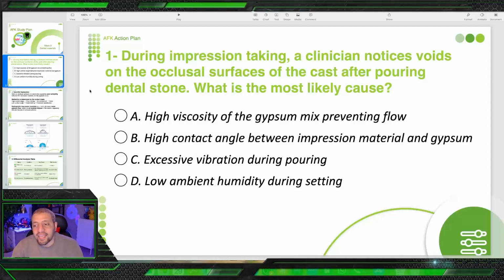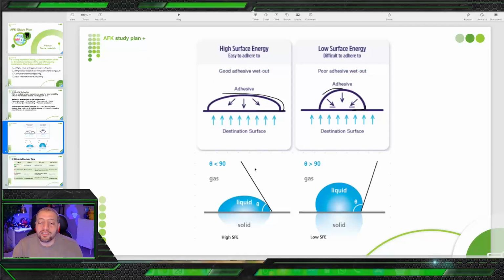High contact angle between the impression material and the gypsum? What's the meaning of contact angle? Let's discuss this one next slide. Excessive vibration during pouring. Excessive vibration means less void, means intimate contact between the impression and the liquid of the cast before it's set. So I think this will exclude this error. Low ambient humidity during setting. Let's see about this one also. But before we move, let's understand what's the meaning of contact angle.